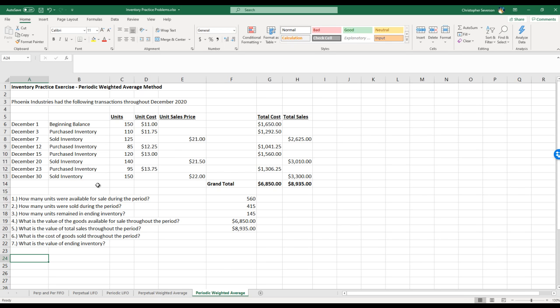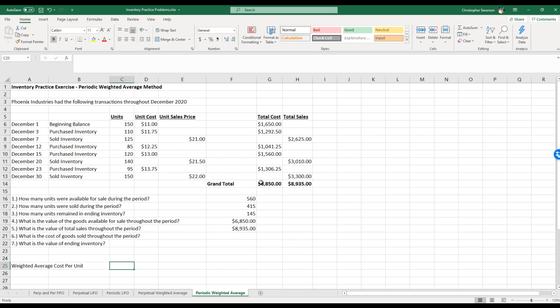What we need, by the name weighted average, means we have to have a weighted average cost per unit. So that's not one of our questions, but we need the answer to that before we can answer our questions. So I'm just going to put it down here. We need to get a weighted average cost per unit. Now, weighted average cost per unit basically means that we're taking the total cost of the goods available for sale divided by the total units available for sale.